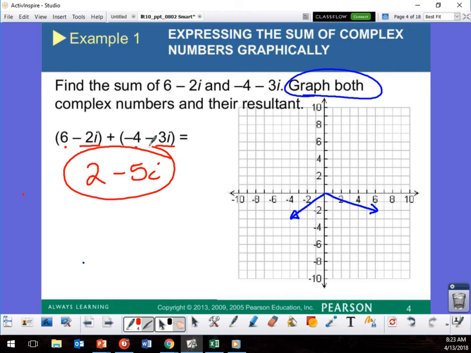So it's 2 to the right, 2 to the right, and down 5. To the right, down 5, right here. Will it ever go the opposite way? Nope. Because now think about it again.